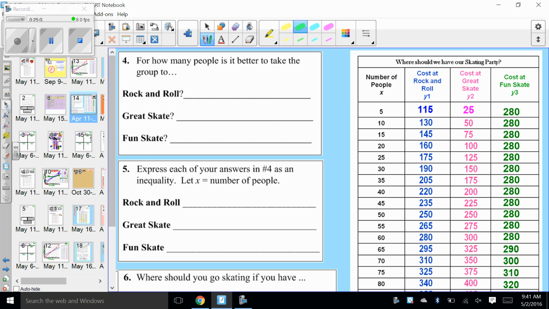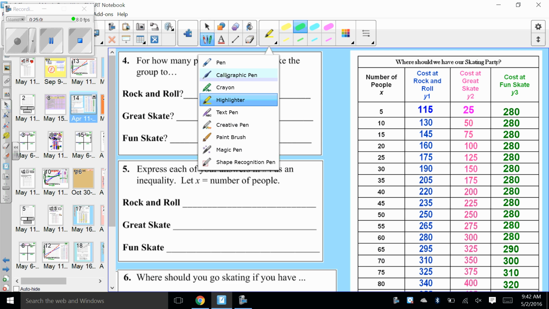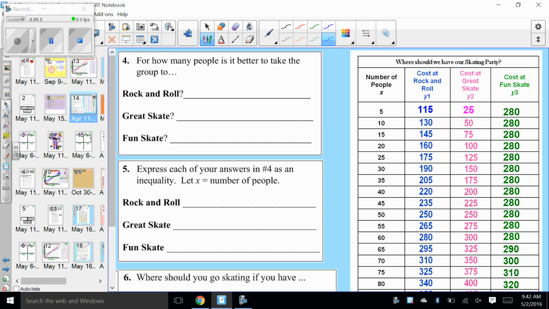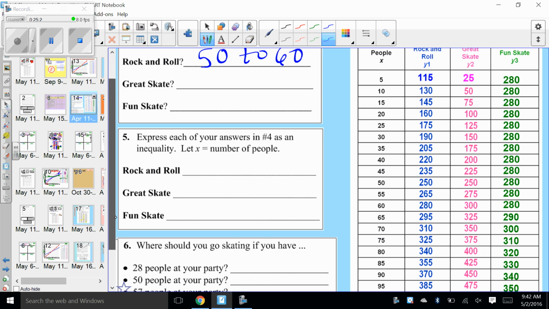Here we go. For number 4, for how many people is it better to take the group to Rock and Roll? So let's go back. You can look at your table there. You can look at your graph. When is it cheaper? It's cheaper to go to Rock and Roll from 50 to 60 people.